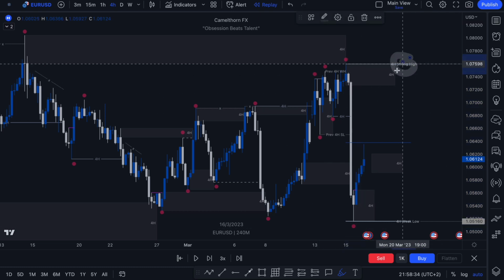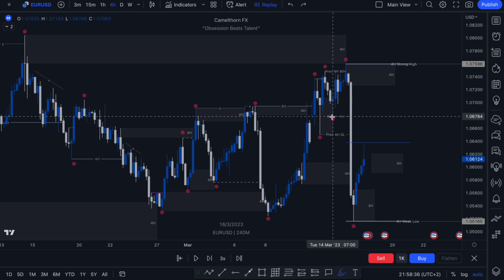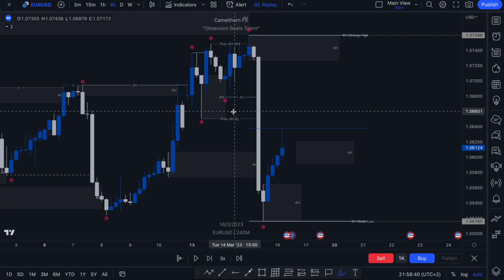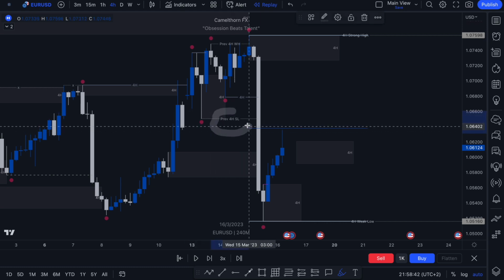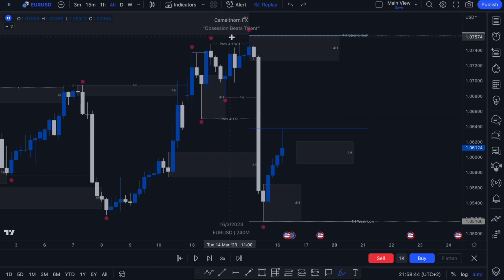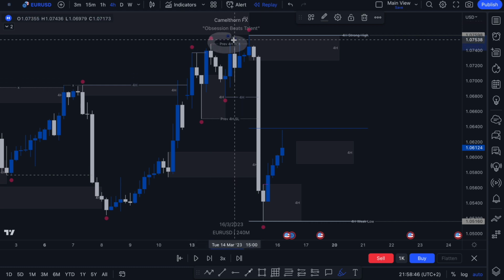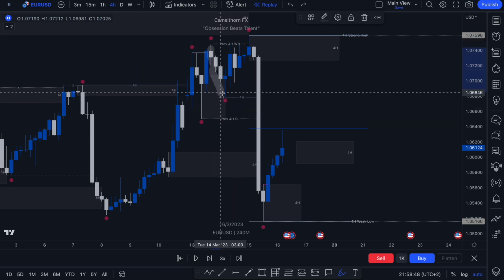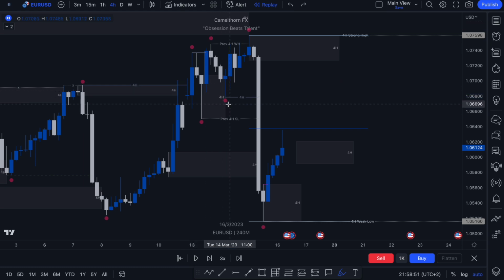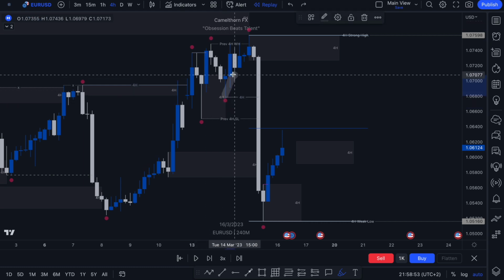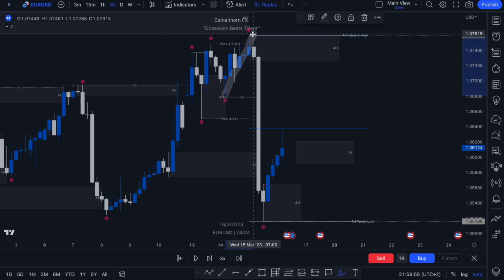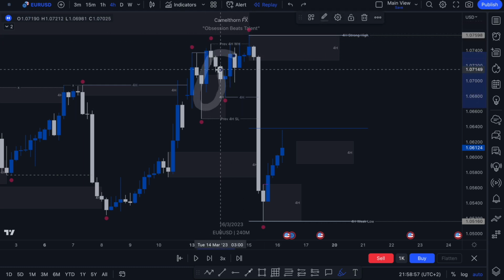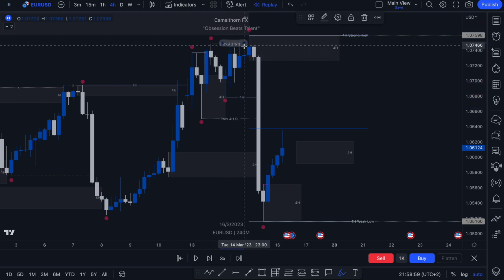So this was my 4-hour strong high because I had my 4-hour break of structure in here. As you can see, my previous 4-hour strong low was in here, and my previous 4-hour weak high was in here. While price action did mitigate a well-priced 4-hour demand down here, and while it did give us that bullish continuation in terms of this particular range, it failed to continue.